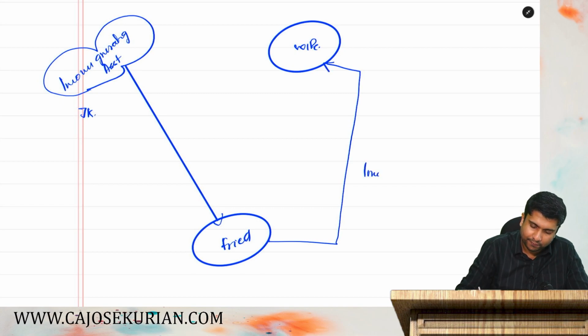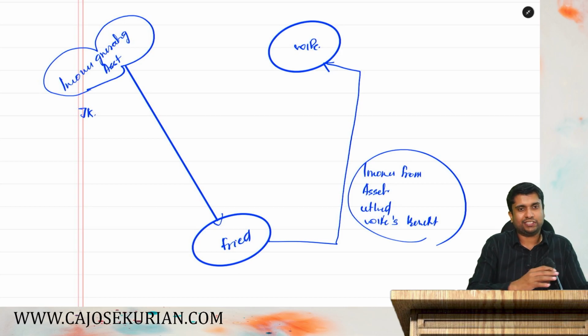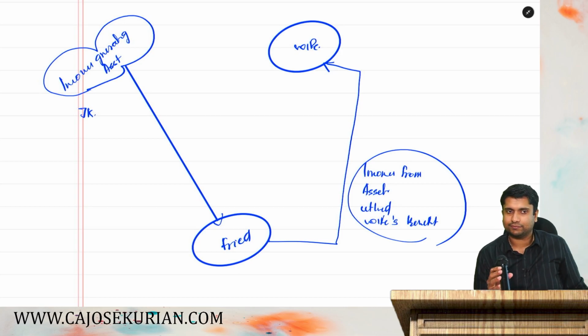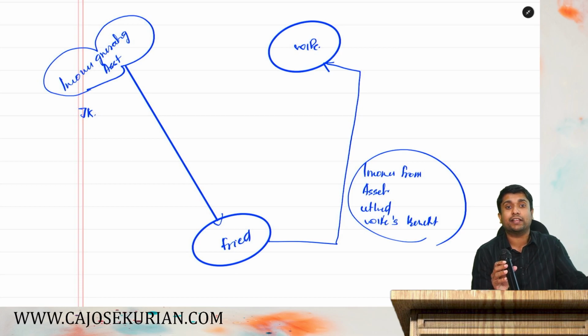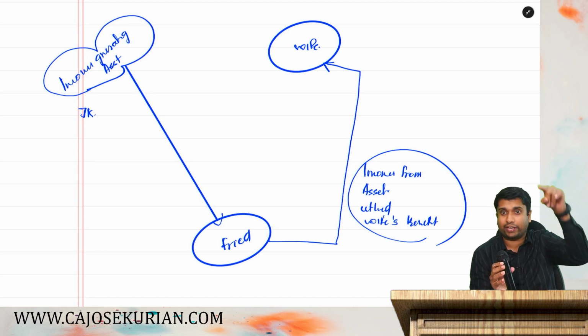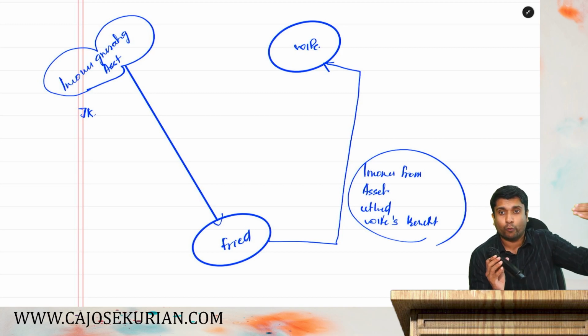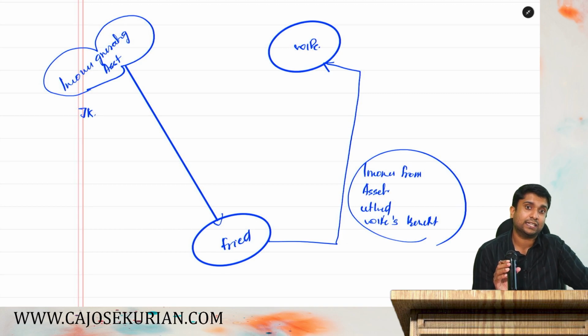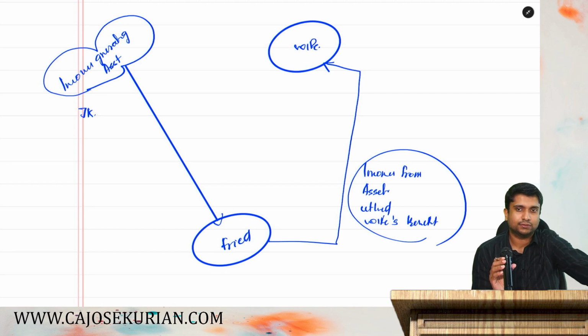That income from the asset has to be utilized for the wife's benefit. What do you mean by wife's benefit? Mr. Friend will be the owner of the asset, no doubt. But the friend is not supposed to take any money from the asset. All the income generated from the asset has to be deposited in the name of the wife or utilized in the name of the wife, either in the year in which income is accrued or in the later years.